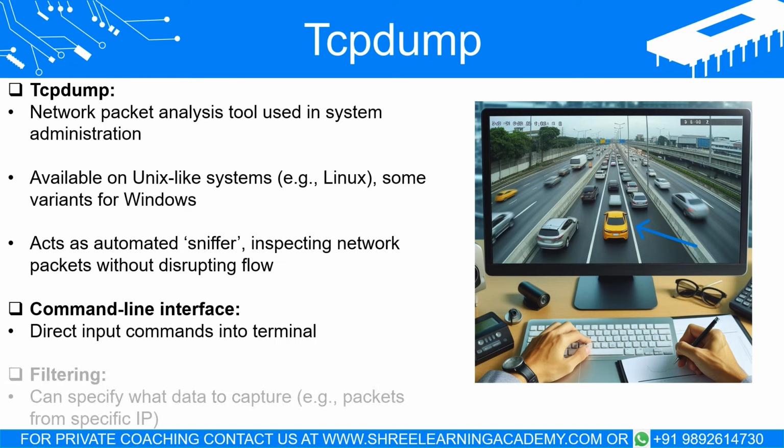One of the most crucial aspects of Tcpdump is its ability to filter the data it captures. This is like having the ability to specify the color, make, or model of the cars you want to inspect on your highway. For example, if you are only interested in packets coming from a specific IP address, you can set up Tcpdump to capture only those.